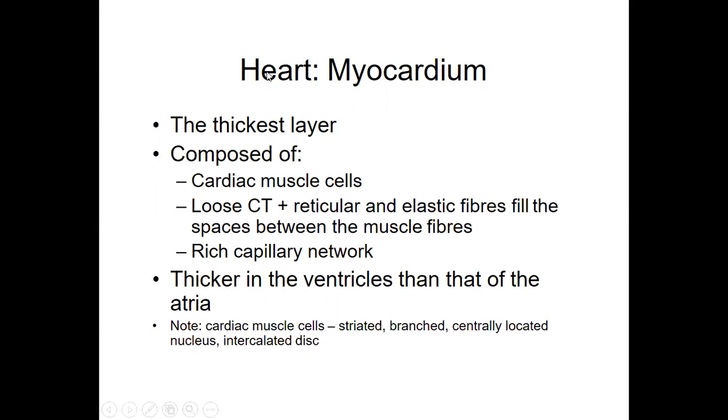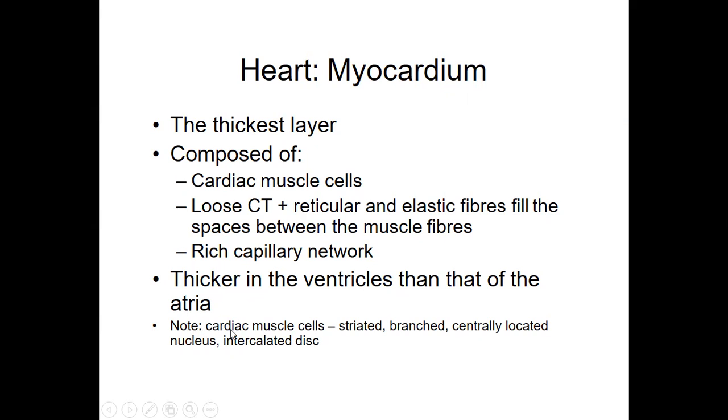Okay, so this is the content of the myocardium. The myocardium is thicker in the ventricle than in the atria. Why? Because in the ventricle the pressure is greater. It needs to pump the blood throughout the body. That's why the thickness of the myocardium in the ventricle is greater compared to the atrium.